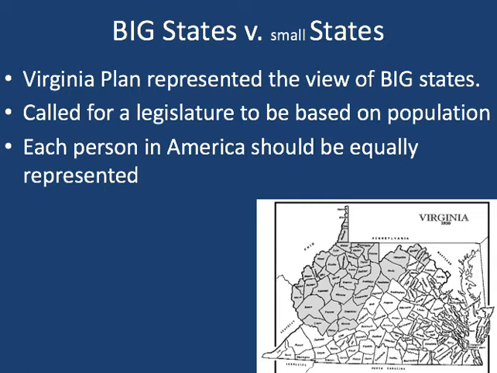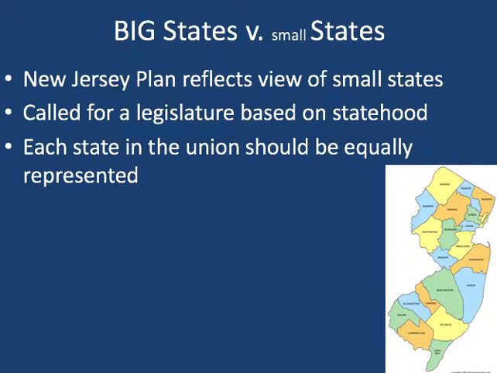The representation in Congress is kind of like that pizza. So states that are large have a lot more pizza, have a lot more representation, have a lot more of a say in how laws are made. States that are small have a lot less pizza, have a lot less of a say. Small states like Connecticut, Rhode Island, Delaware, and New Jersey, what? They reflect the view of the small states.